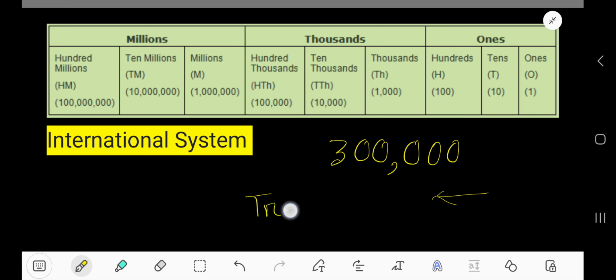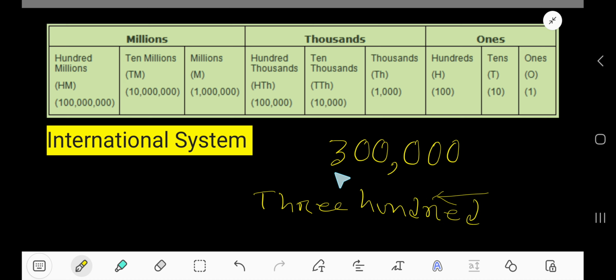Three, three hundred, this is the number. Now we have to write this period name, comma means period, thousand, so 300 thousand. I hope you have understood.